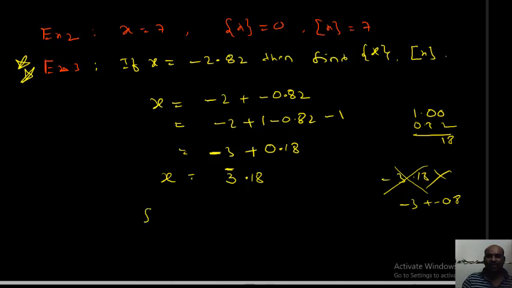So now you want to write what is the fractional part of x and what is the integral part of x. The fractional part of x is 0.18 and the integral part of x is equal to minus 3. Very important example. Okay, in this way you can define the fractional part and integral part.